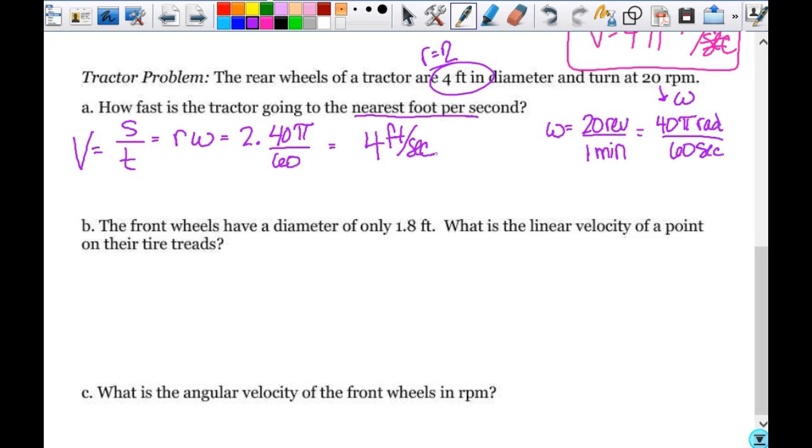Okay. So then it says the front wheels have a diameter of 1.8 feet. What is the linear velocity of a point on those tires? What do you think I need to do here?